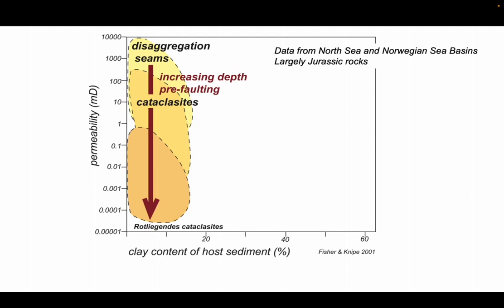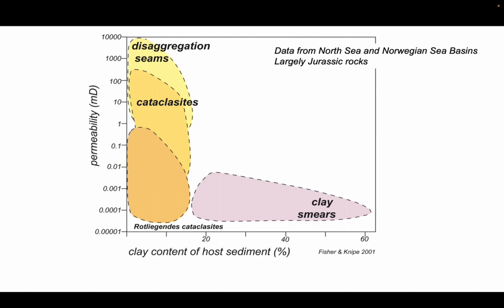Where sandstones had not been deeply buried before faulting, their fault rocks have very high permeabilities. Where the sandstones had been significantly buried before faulting, then their cataclasites show very reduced permeabilities. What about clay smear? Well, that plots right over here with, as you might expect, low permeabilities as well. But it's interesting that the cataclasites, the deeply buried sandstones, have similar permeabilities to the clay smears.